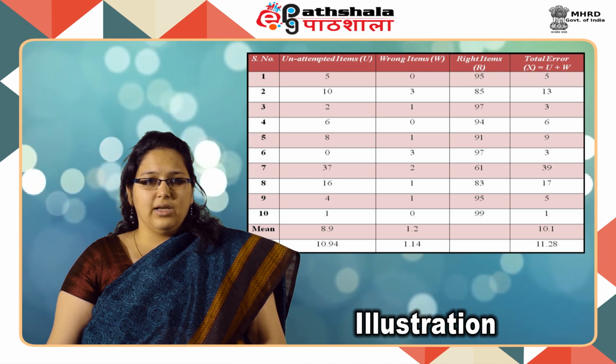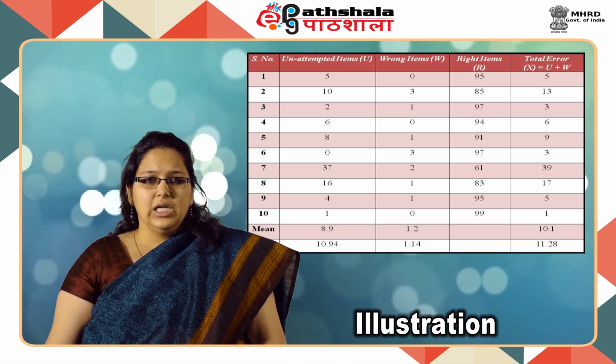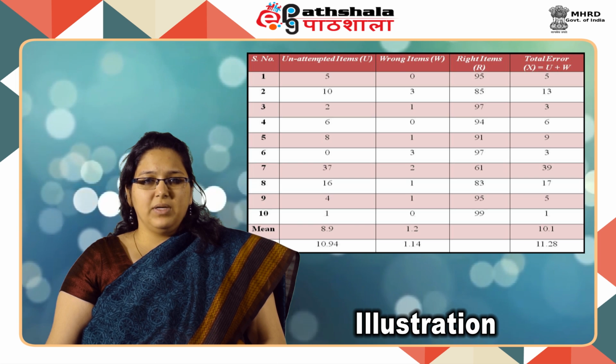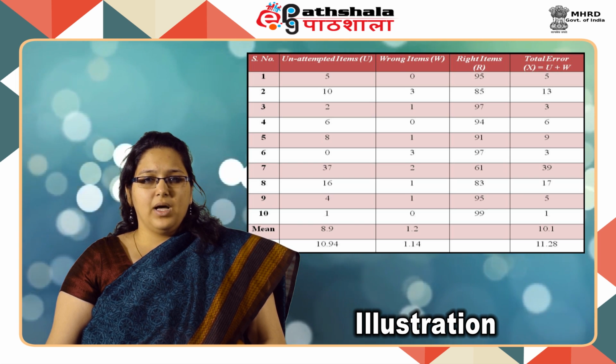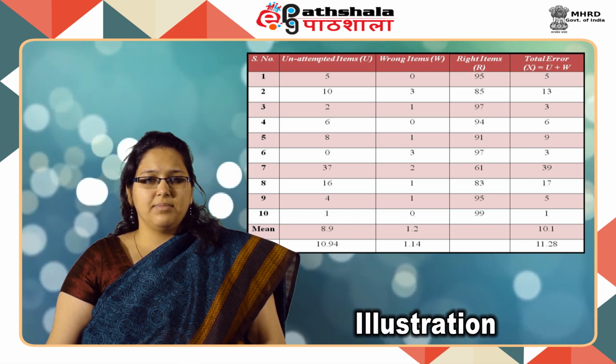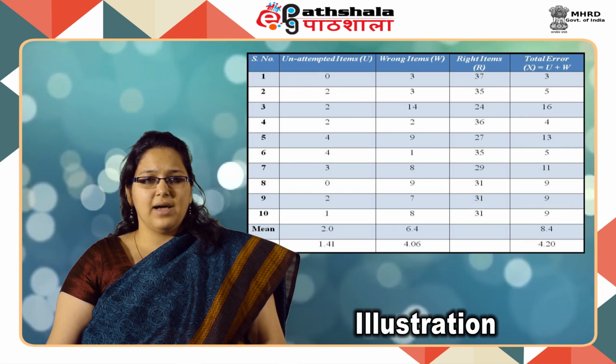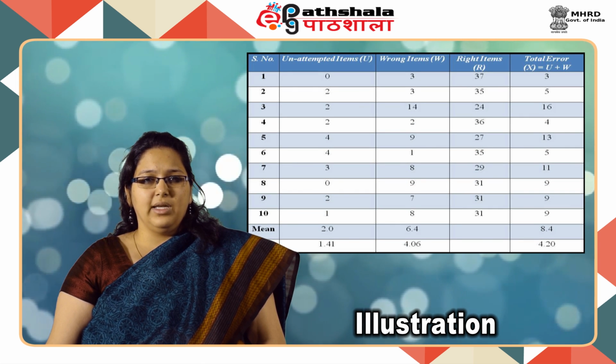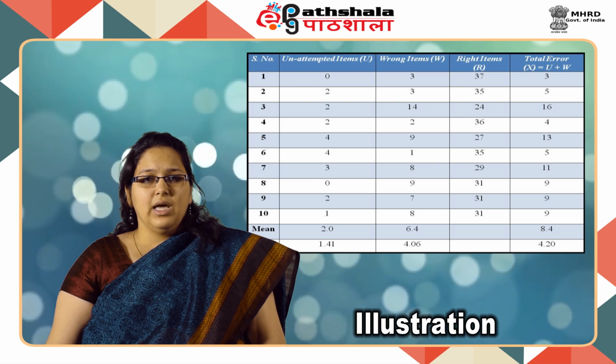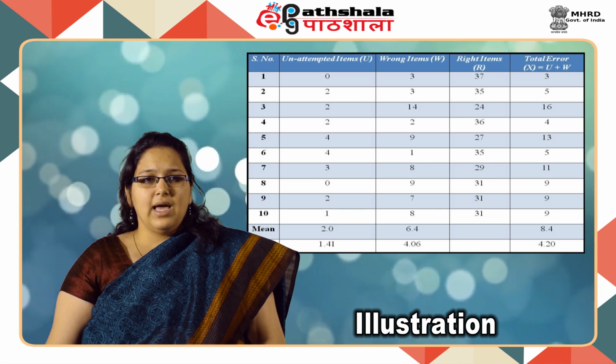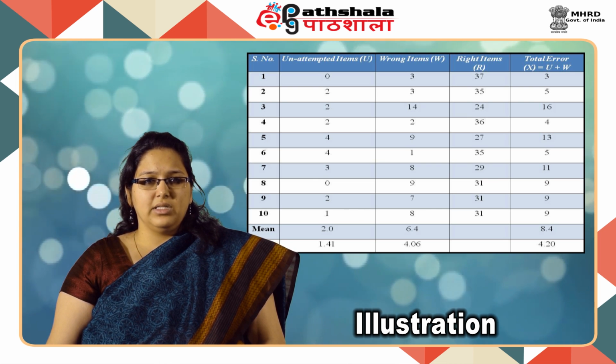Let's look at an illustration. Here, let us compare the speed component and the power component of the two subsets of the Differential Aptitude Test, namely the clerical ability and accuracy test and the numerical ability test.